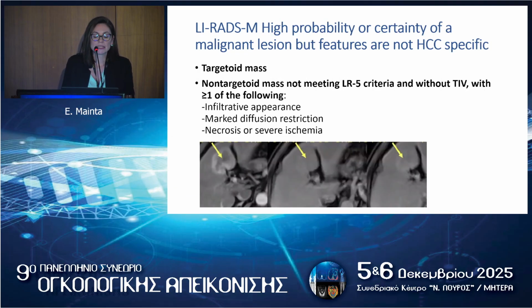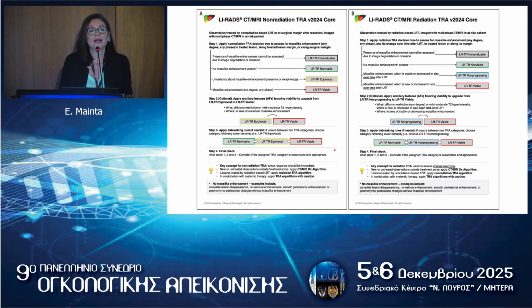The LI-RADS M category suggests high probability or certainty of a malignant lesion that does not have HCC-specific features. We're talking mainly about targetoid masses, as this example that you can see below, which was a cholangiocarcinoma. And we're moving ahead with the LI-RADS CT and MRI tumor response assessment algorithm.